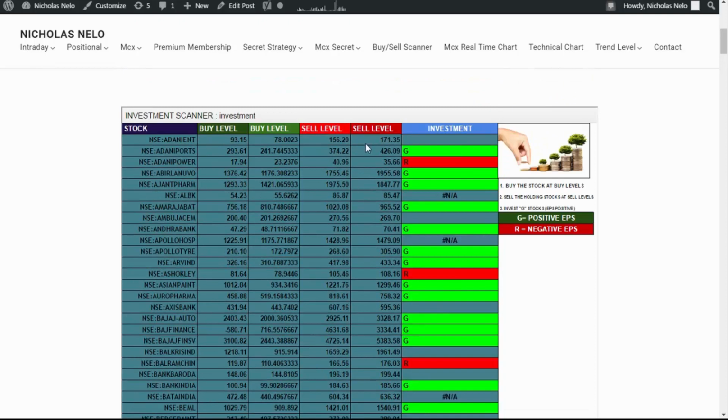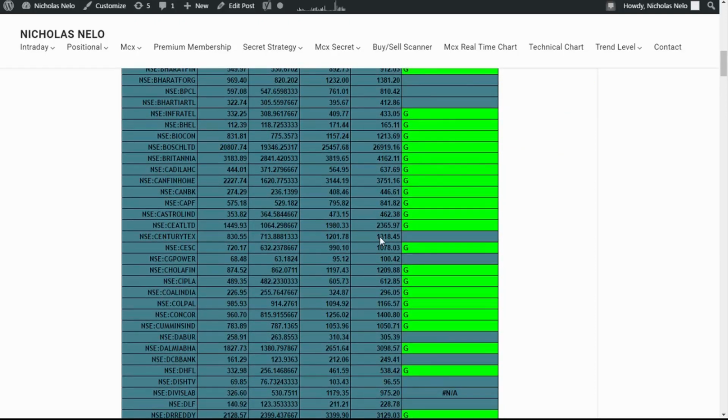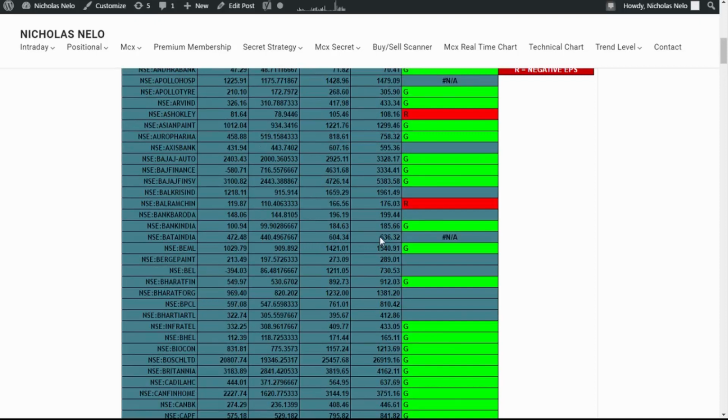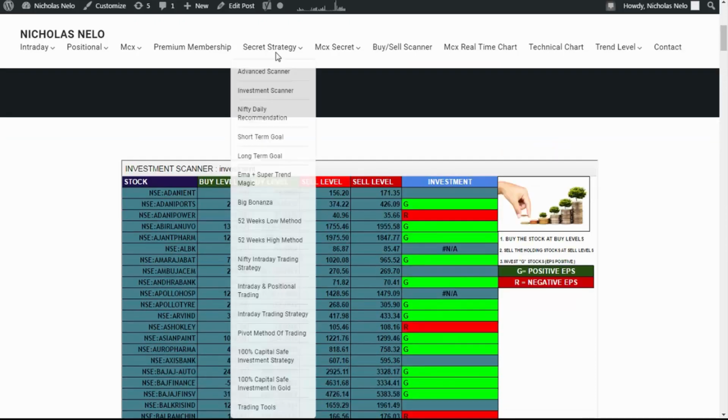Most of the subscribers ask me about positional trading, so this helps you for positional trading. Okay, let's check another one, the Nifty daily recommendation. This is also a Nifty scanner.